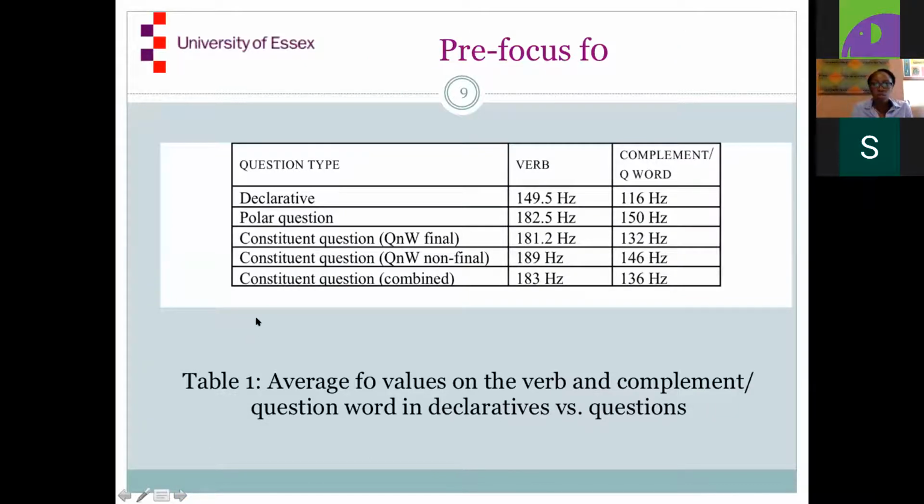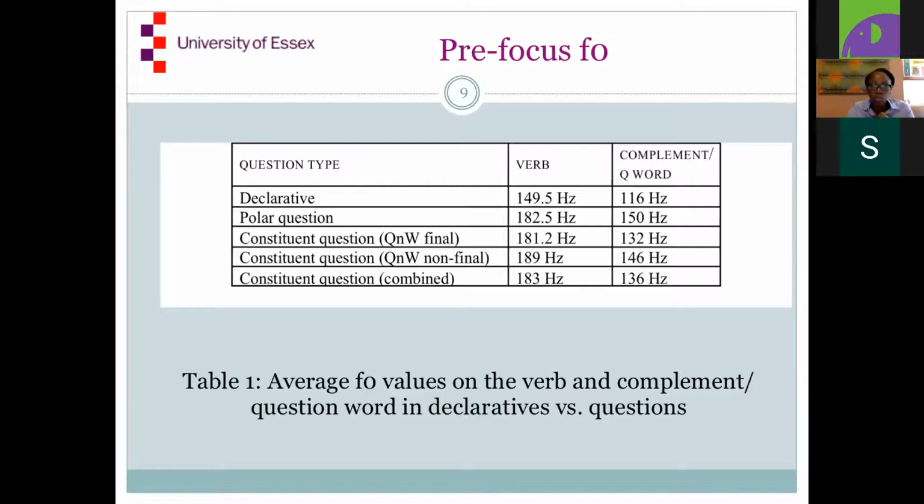So in terms of how much raising one sees on the verb, I thought it might be interesting to try and see what the difference is between the verb that precedes the question word, in terms of what the F0 is, in contrast to the complement, the word that follows the verb. And you can see here, I also have the data for a polar question where there is no question word, and we are going to see an example of that soon.